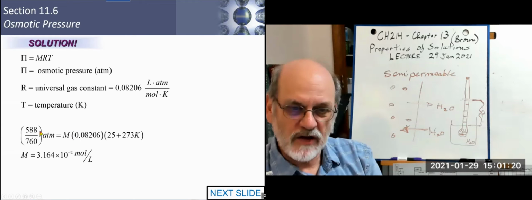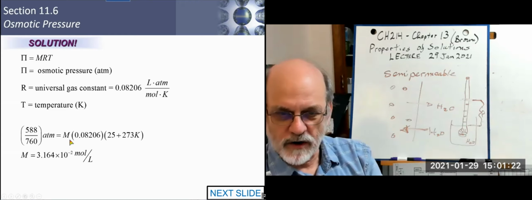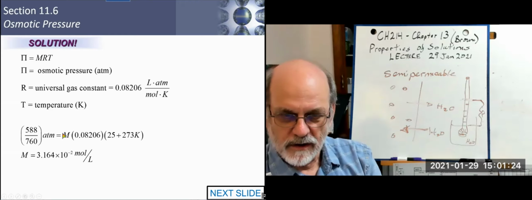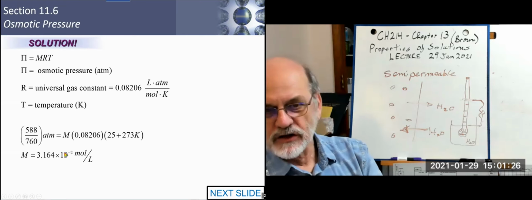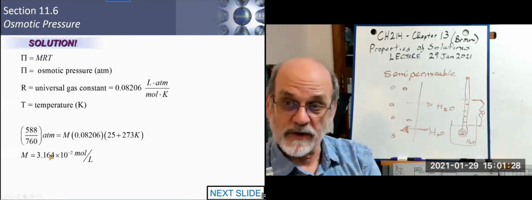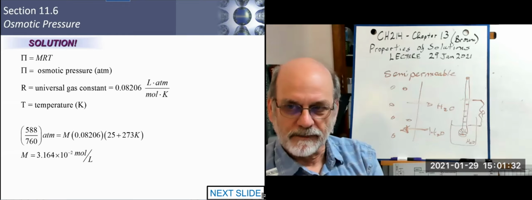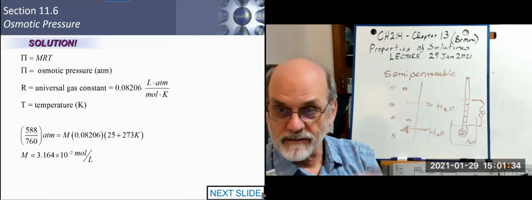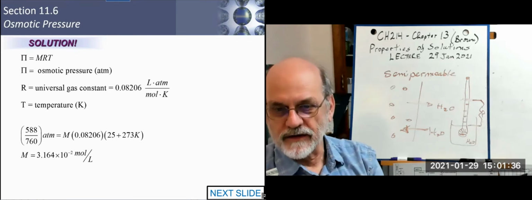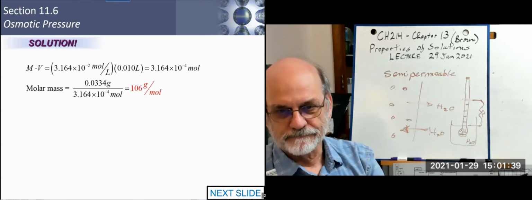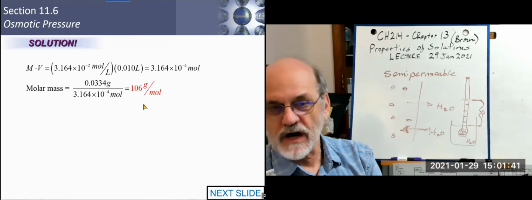We determined the osmotic pressure first, and now we're going to fill in this value and use that value to determine the number of moles of solute. If we know the moles of solute and the mass of solute, we can calculate the molar mass. Turns out for this one, it's 106 grams.